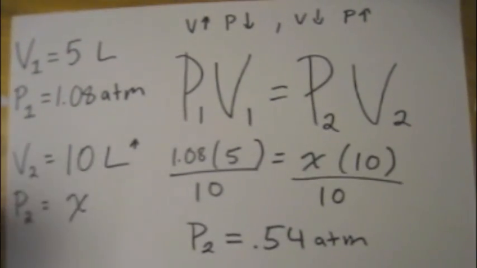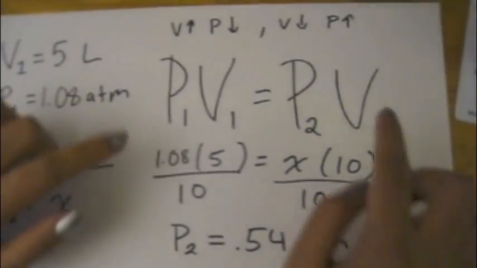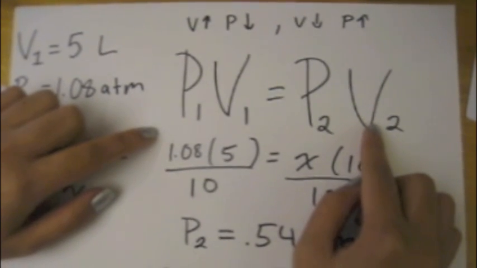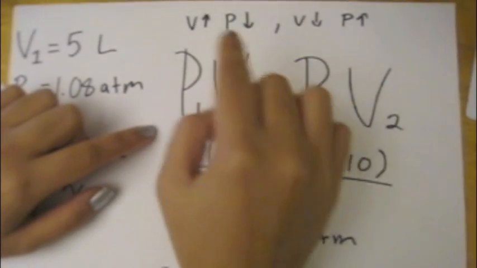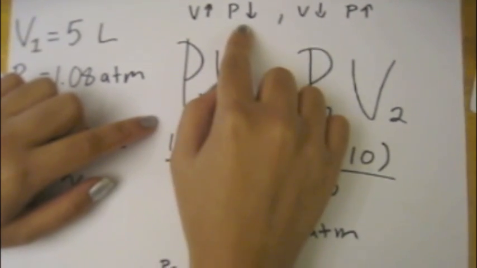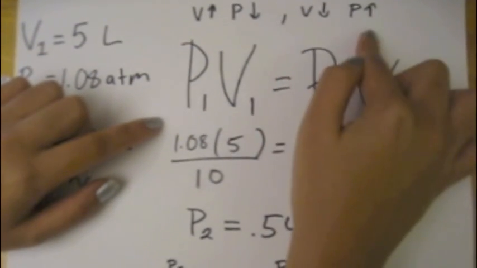According to Boyle's law, this is the equation to show the inverse relationship between pressure and volume. It proves that if volume increases, pressure decreases, and vice versa. If volume decreases, pressure increases.